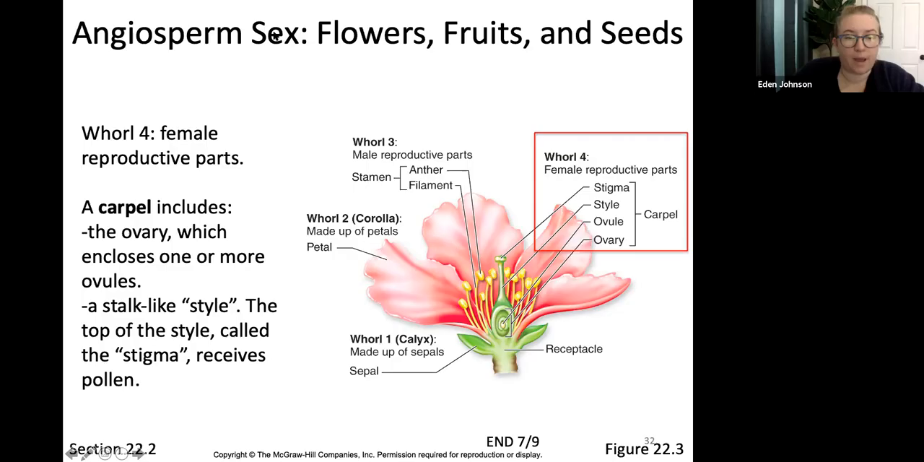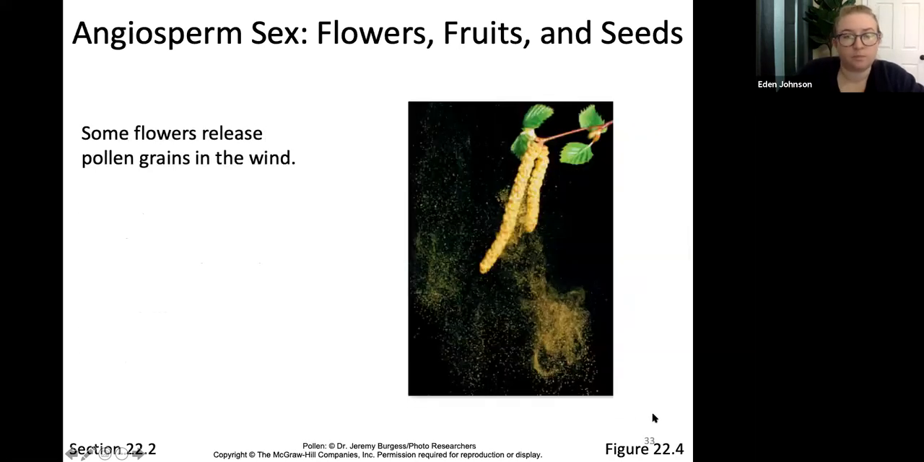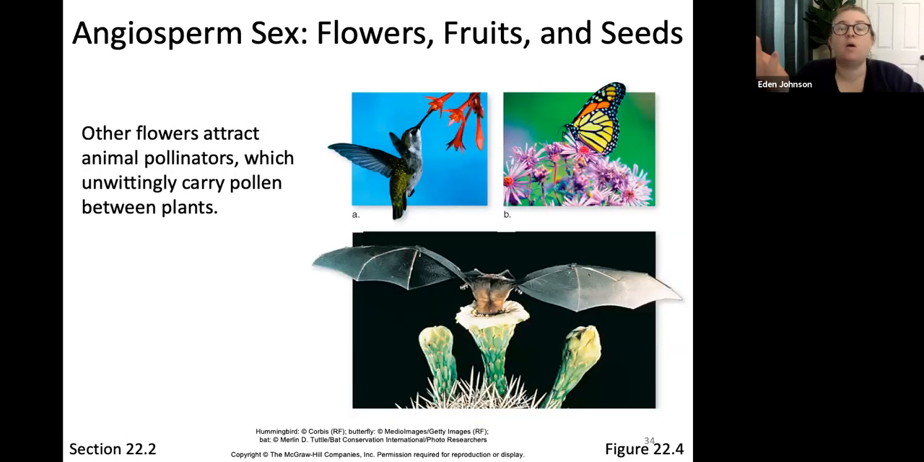Let me go back. Sepal, petal, stamen, carpel. So some flowers release pollen grains into the wind. If you've got a windy day and it's just brushing pollen all over the place, this is how, for instance, when you wake up there's pollen all over your car. That's wind pollination. Other flowers attract animal pollinators.